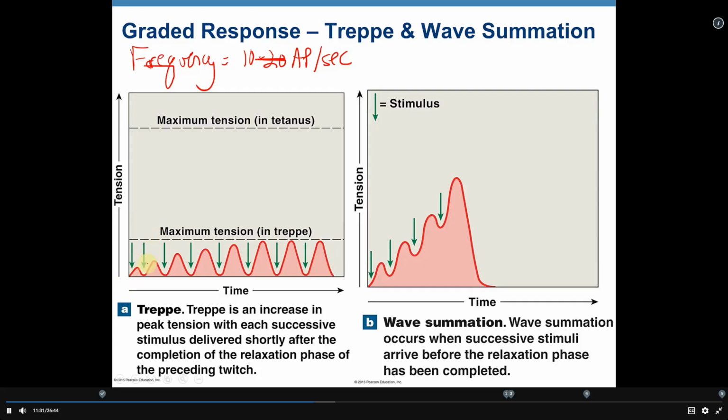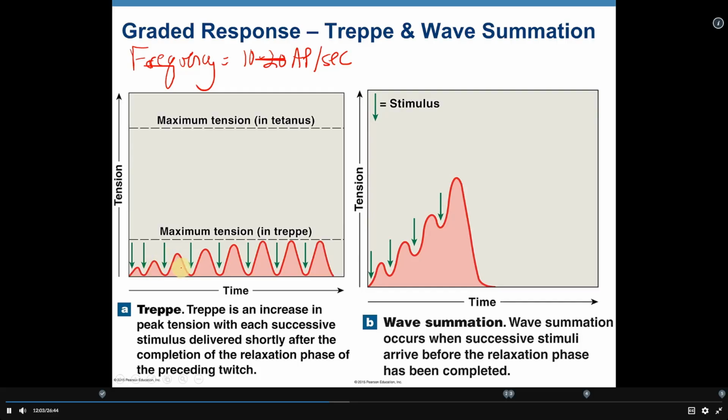But when the frequency is this quick, there's not enough time for all of the calcium to go back to the terminal cisternae. So a lot of it is still floating around in the cytoplasm. What this means is that the next time you have an action potential, there's more calcium in the cytoplasm, which means that there's more force, because the more calcium, the more it binds to troponin, the more troponin molecules pull off tropomyosin, the more force.